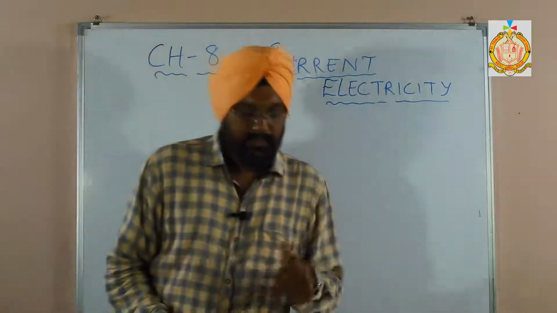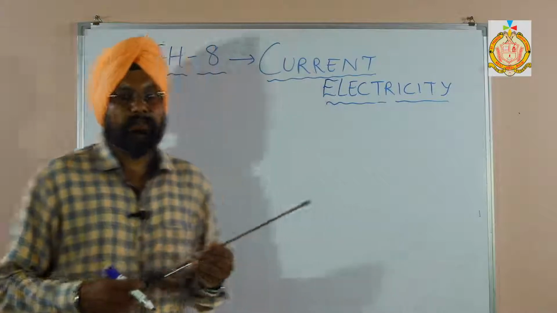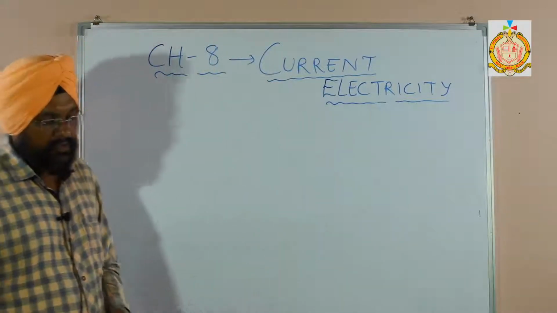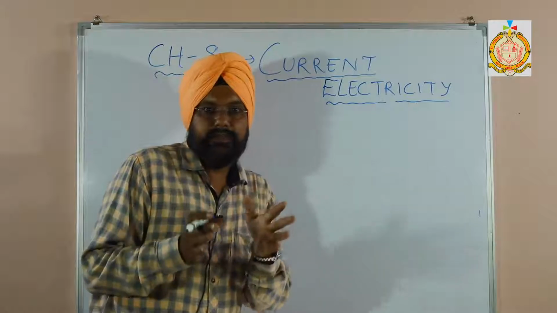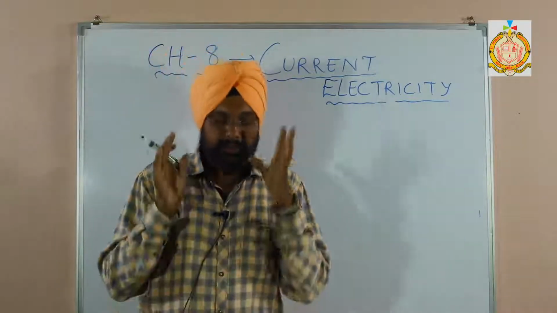Good morning students. Now we are going to discuss the next topic of class 10th, that is chapter number 8, current electricity. Students, first of all, how is current made up? Current is made up with the help of charges.